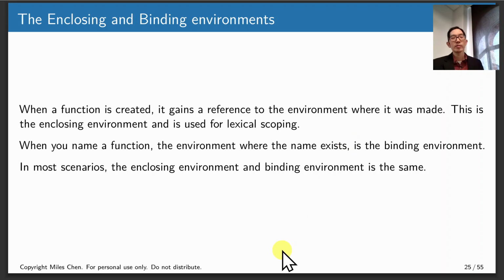When you create a function, it gains a reference to the environment where it was made. This is the enclosing environment. That is the environment that's used for lexical scoping. When you name a function, the environment where that name exists is the binding environment. For 99% of your uses, the enclosing environment and the binding environment are going to be the same. Most of the time, you're going to create a function in the global environment, so your enclosing environment is the global environment. The name for that function exists inside the global environment, and that's also going to be your binding environment.